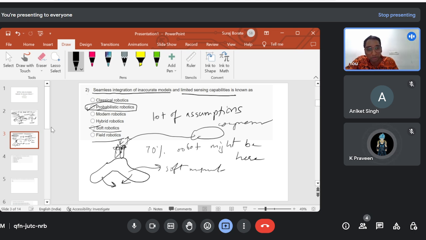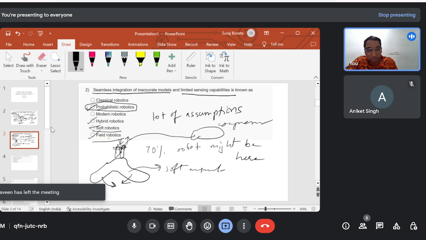Field robotics is a field where we talk about building robots for different environments like underwater, off-road, or something like that, space robots. So that is about field robotics. Hybrid robotics is again a combination of different types of robots. Okay, so those things are there.